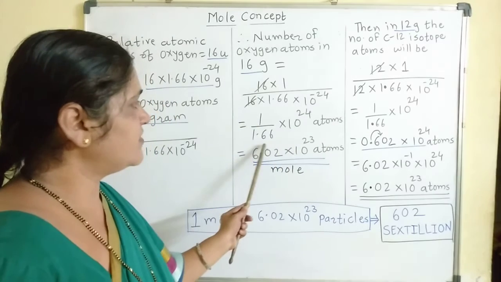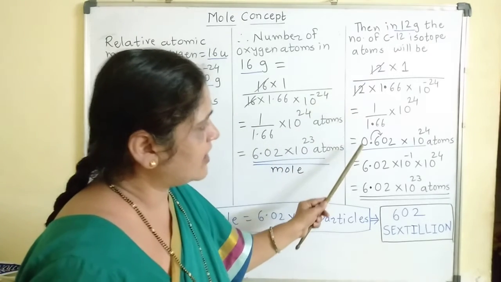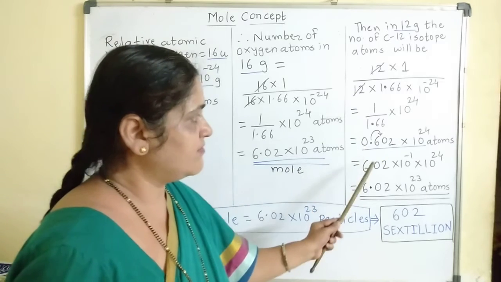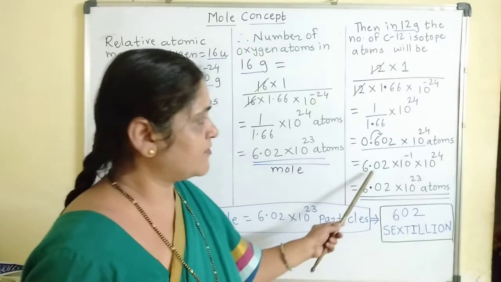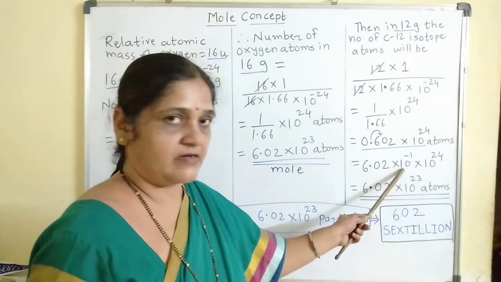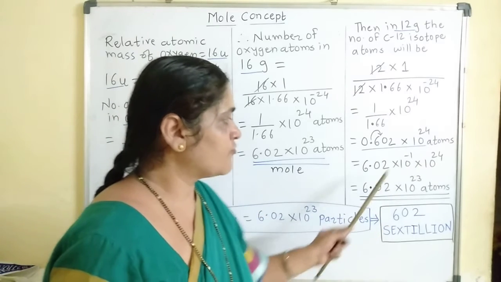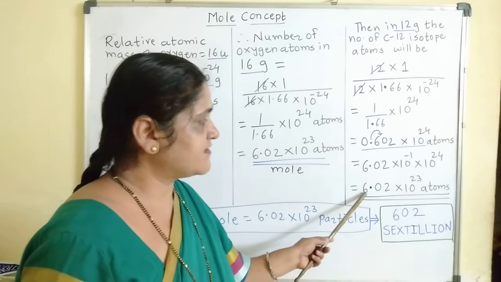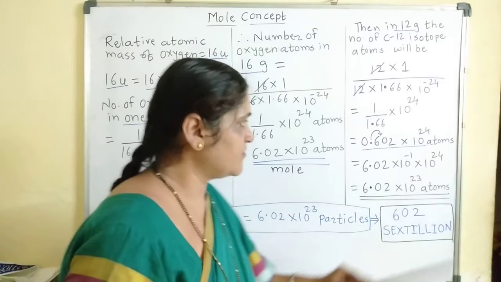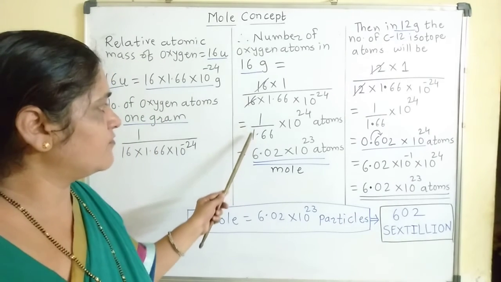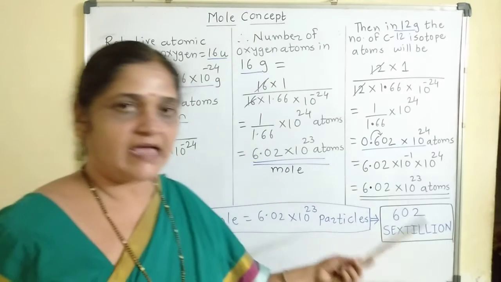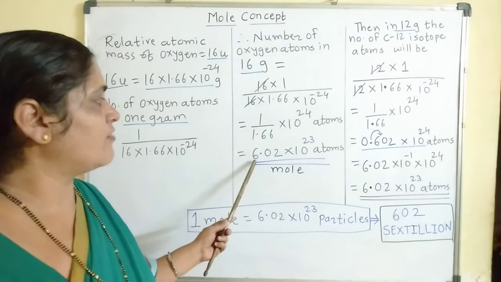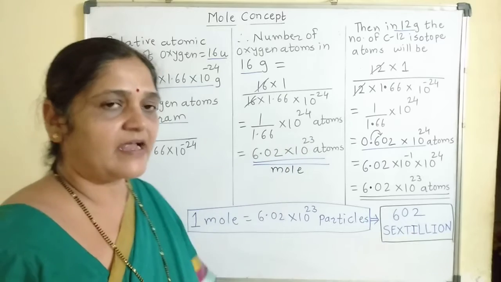Now 1 upon 1.66, for carbon we have already calculated this value and it is 0.602. When we want to convert it into 6.02, we multiply it by 10 raised to minus 1. And therefore the final answer we got for this conversion for carbon atoms is 6.02 into 10 raised to 23 atoms. Here also, similarly, 1 upon 1.66. If you do the calculation for this 1 upon 1.66, your final answer is going to be 6.02 into 10 raised to 23 atoms.